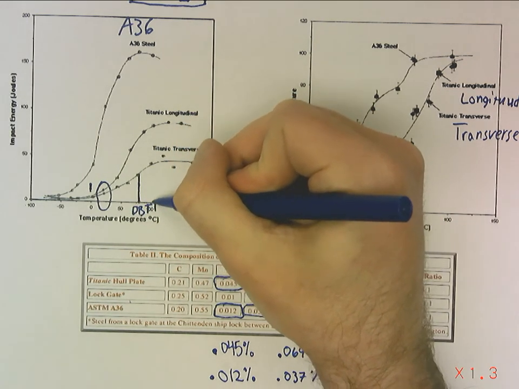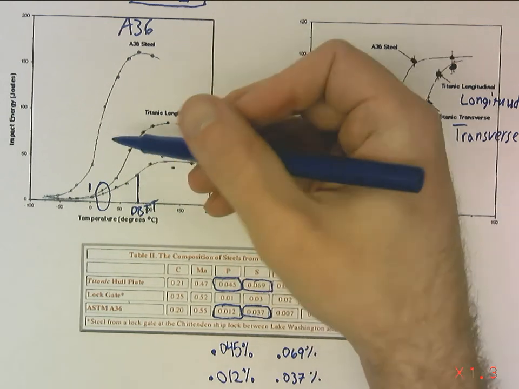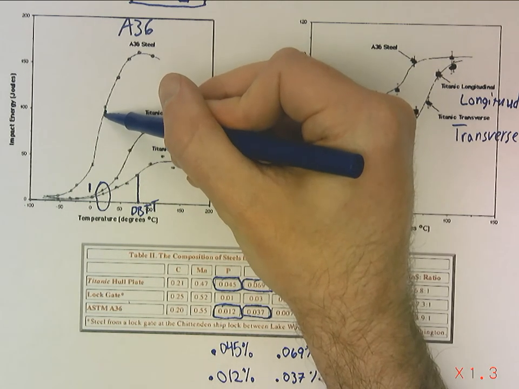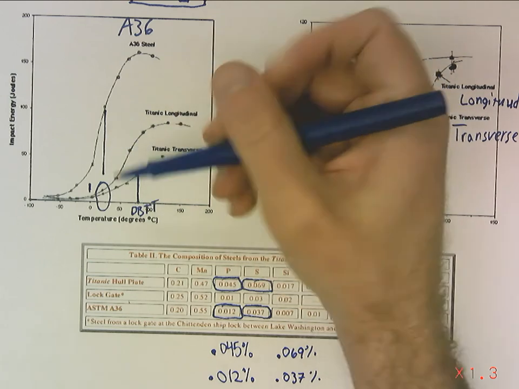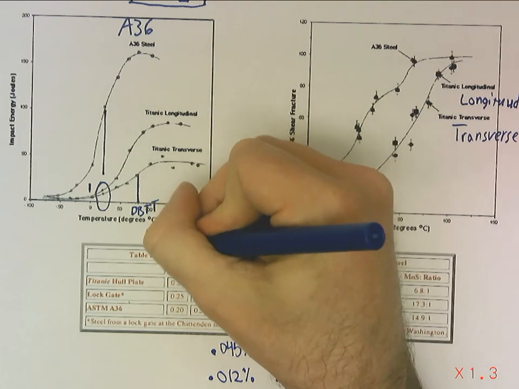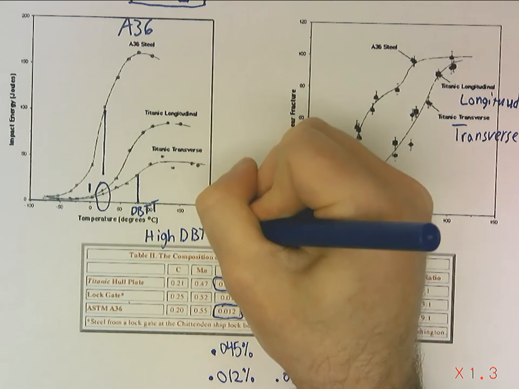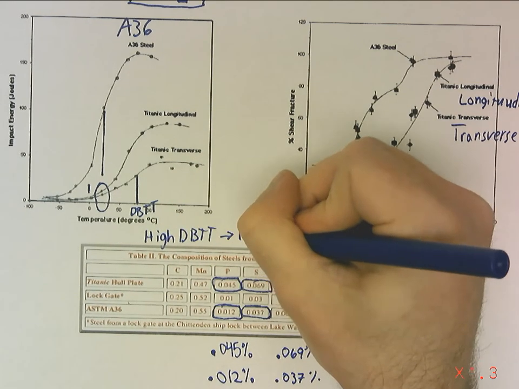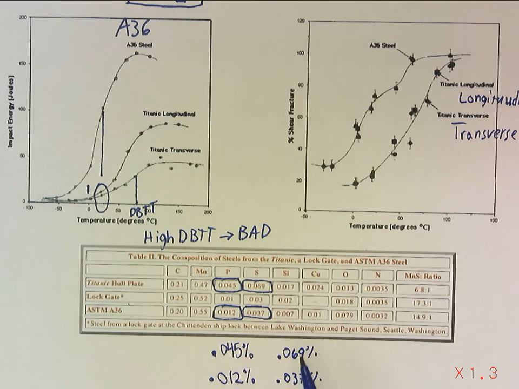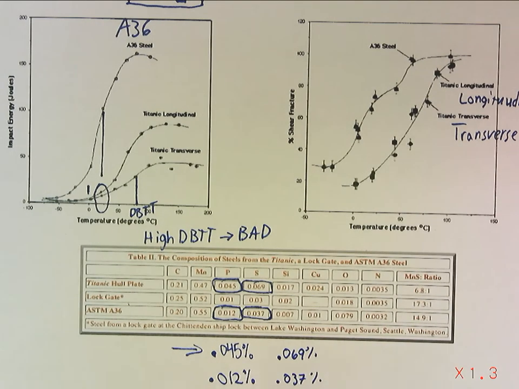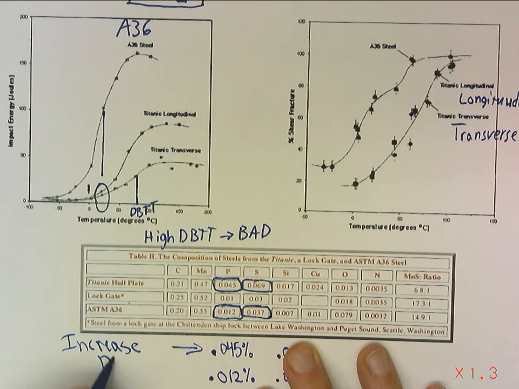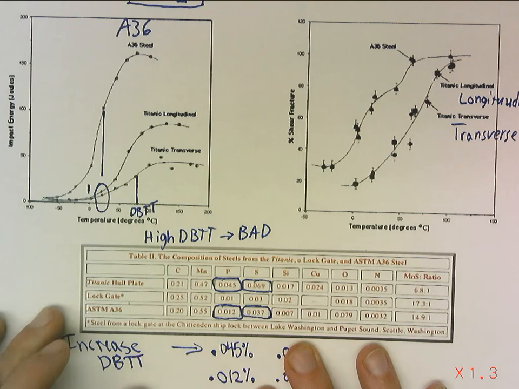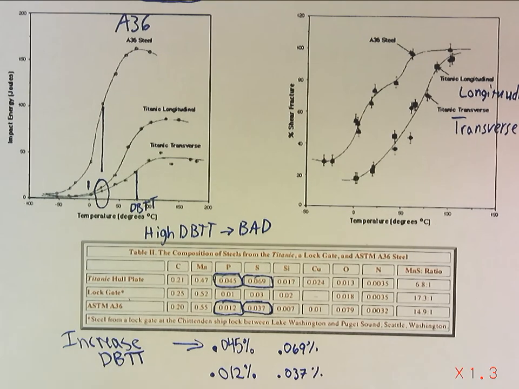So what do I mean by high? At higher temperatures, this would be a lower ductile to brittle transition. So a high ductile to brittle transition temperature is bad, and these contribute to that. So we increase our ductile to brittle transition temperature.